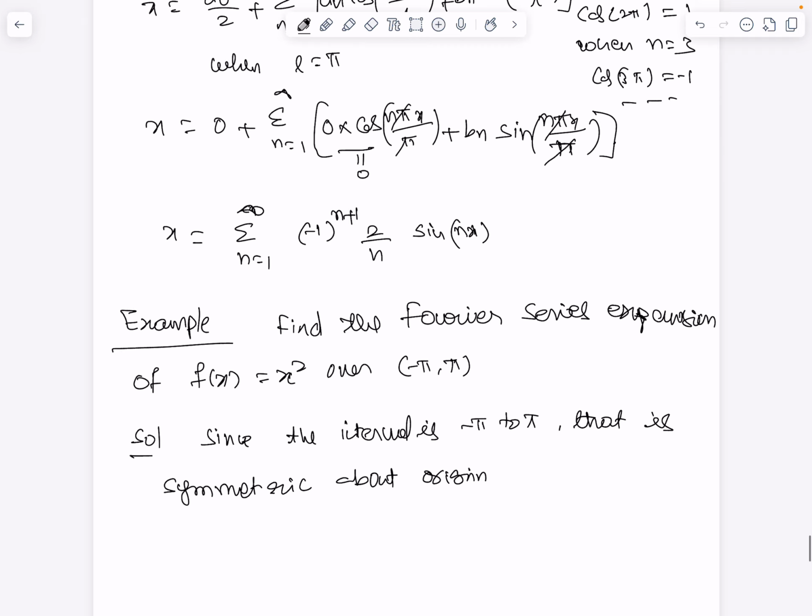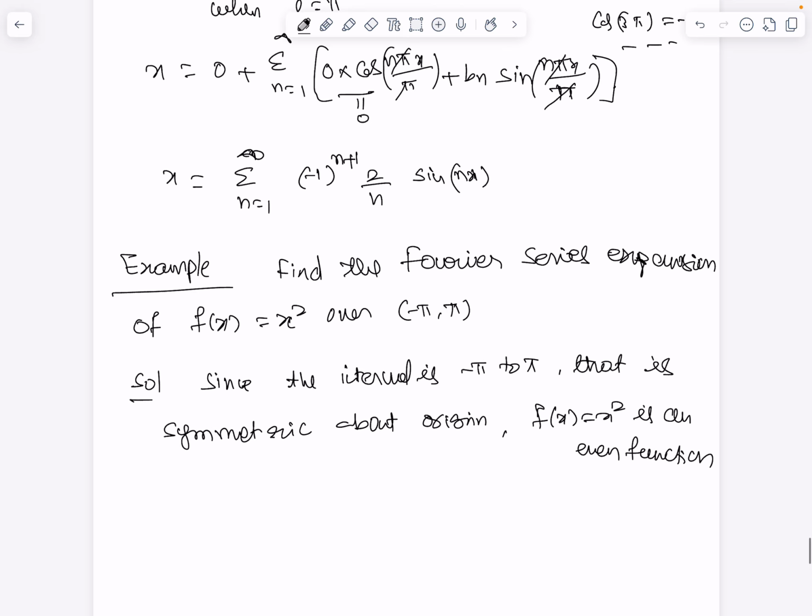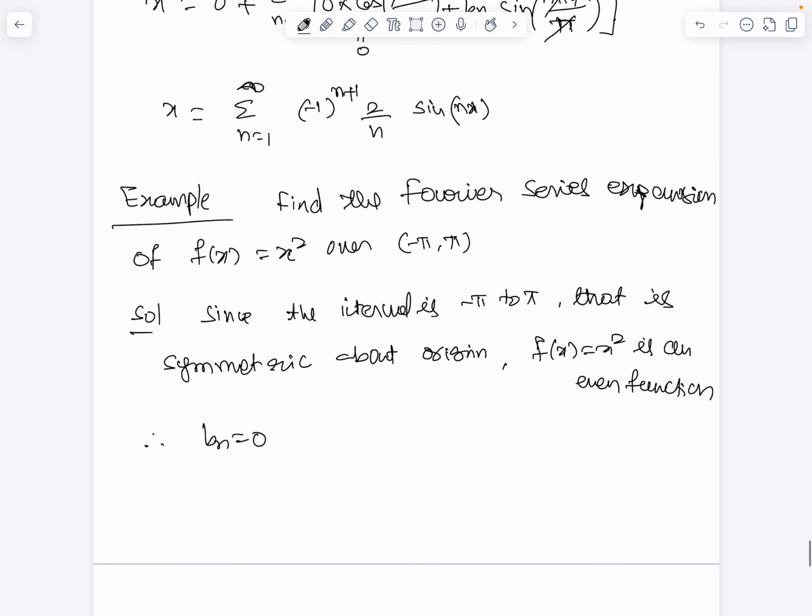Along the x-axis, therefore, f of x is even. f of x is equal to x square, which is an even function. Therefore, bn must be 0. So, now our task is to calculate a0 and an only.